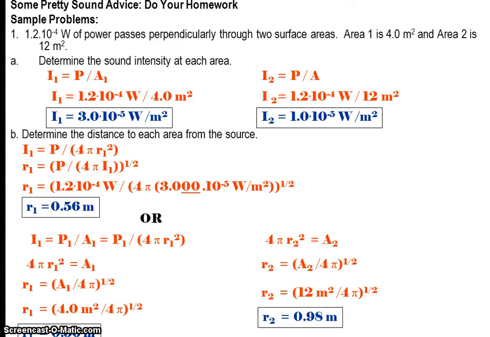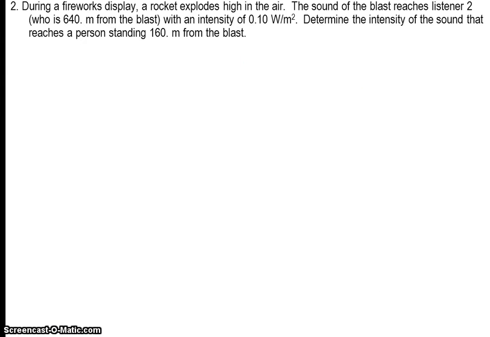Again, pause it if you need to write some stuff down. We're going to move on to number 2. This one we have a fireworks display. The sound blast reaches listener 2, who's 640 meters away, with a given intensity. Determine the intensity of sound that reaches a person who's 160 meters from the blast. Again, a couple ways you can do this: you can just use math, or you can think about it conceptually and see how these two numbers relate.